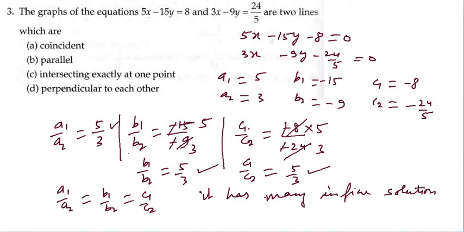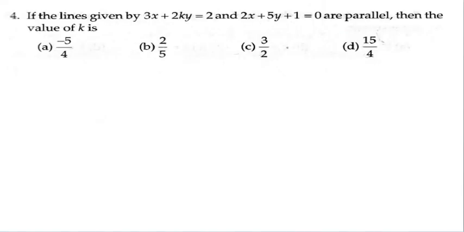और जब भी ऐसा होगा तो ये लाइन कॉन्सिडेंट्स हो जाएंगी, यानी कि A will be the correct option. Now come to the next one.